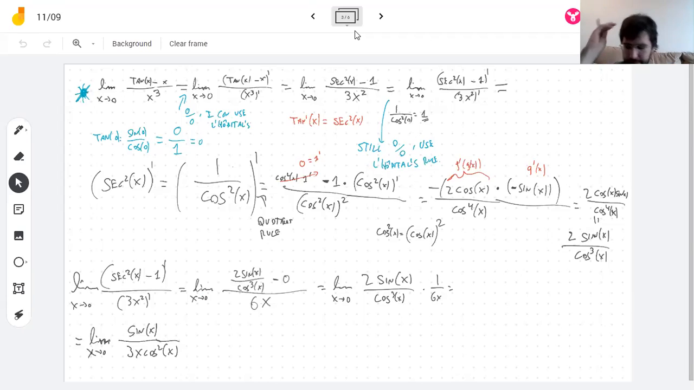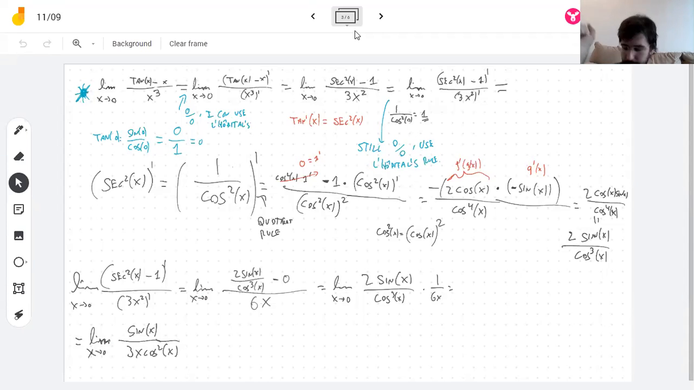So I have sine of 0, which is 0, in the numerator, and x is 0. But the limit of sine of x over x, I know what it is. It's 1. And then the cosine of 0 is just going to be 1. So I can tell you this limit is going to be... even though it's 0 divided by 0, and we could use L'Hopital's rule yet again.